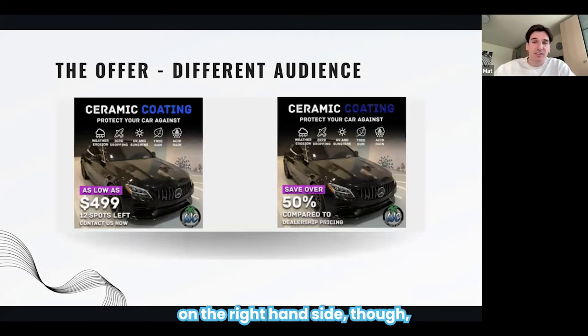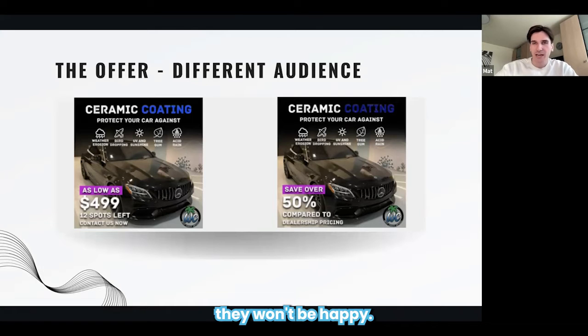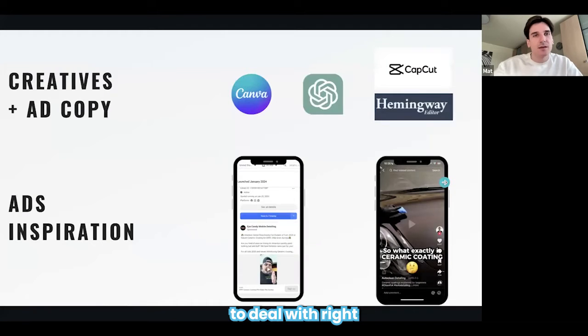The guys on the right-hand side, though, it's compared to dealership pricing. That means we are targeting new car owners. So if someone just got a car and they've seen the prices for dealership, which is like 2,000-3,000, they won't be happy. But with us, they save the money. But we are still targeting people that have the money. So we can sell it not for 500, but for 1,000, 1,500. And they will not bat an eye. It's a whole different clientele to deal with, right?